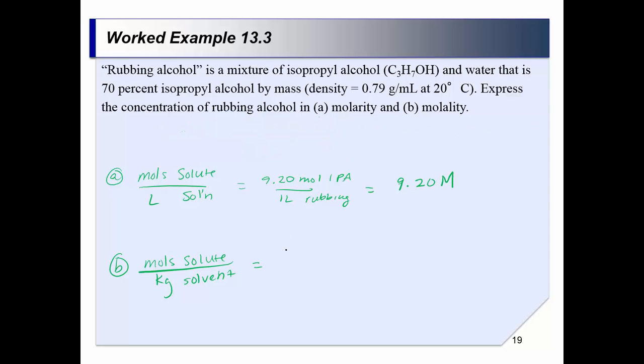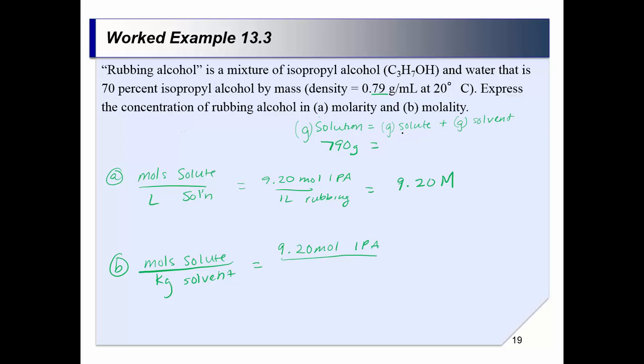For B, I still have my 9.20 moles of isopropyl alcohol, but now I need to know the mass of my solvent. Well, I know the mass of solution equals the mass of my solute plus the mass of my solvent. Well, the mass of my solution I know, and I know that because of my density here. So 1 liter of solution, because I just picked 1 liter for ease, is 790 grams.